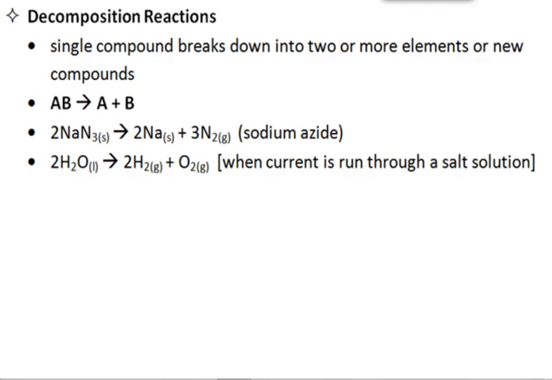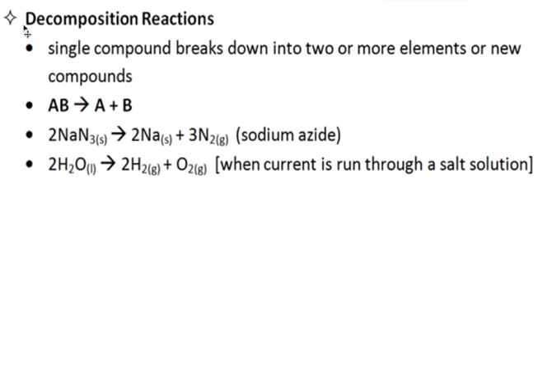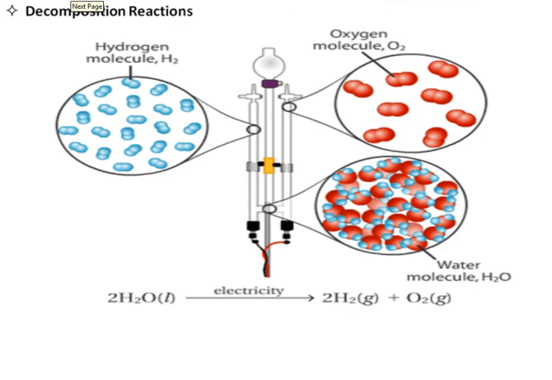Decomposition reactions is when there's a decomposing or breaking down, okay? You break down, so that is a single compound breaking down into 2 or more elements or new compounds. The general form, the compound AB yields A plus B. A couple real life examples here of decomposition where a single compound is breaking down into its parts or into a new compound. Here's a picture of water.